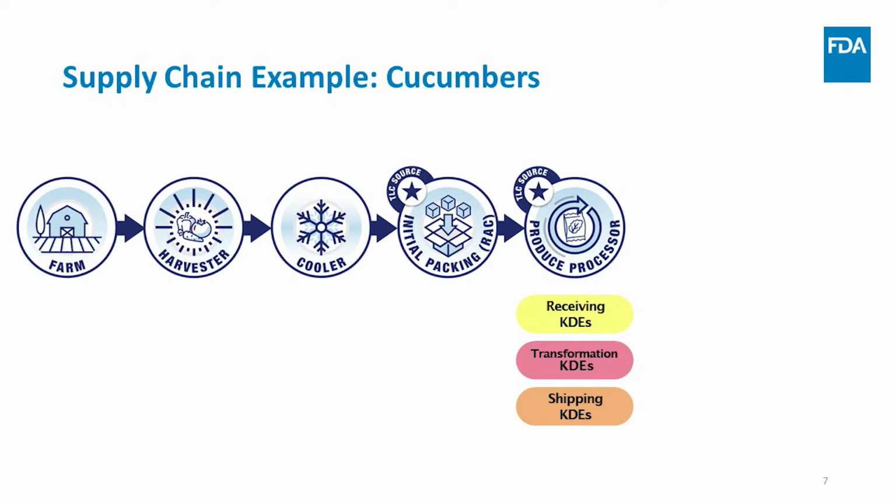The produce processor must keep receiving KDEs for the fresh cucumbers they receive. Most of the information that they need for these receiving records will be sent to them by the packing house. In this example, the produce processor is going to repack the cucumbers for sale at retail.